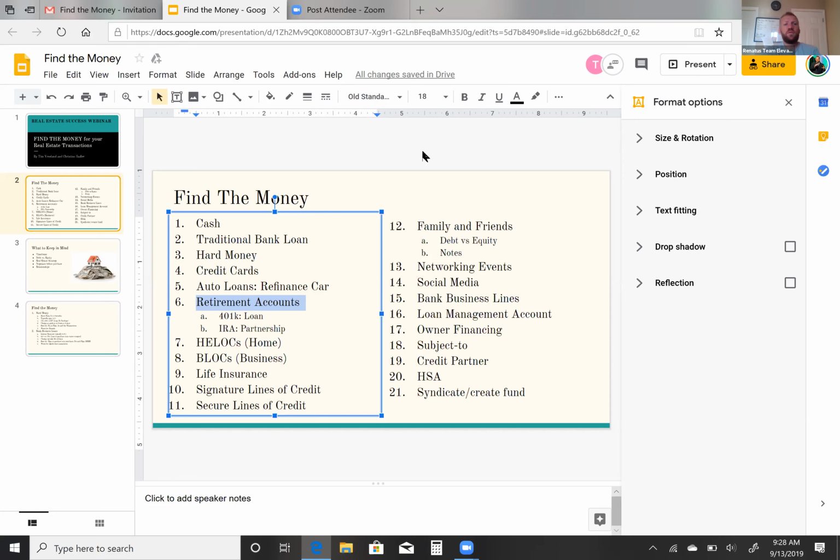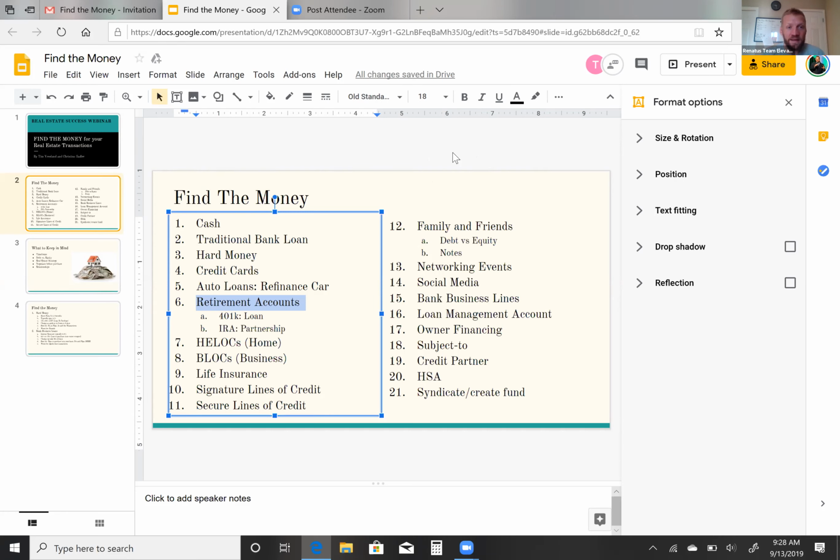So kind of switching gears, retirement accounts. That's sometimes what people feel is something they can't really tap into. There is an entire class on retirement accounts in the education that is over a full day of content on just that.